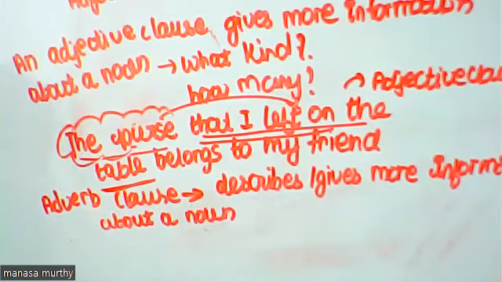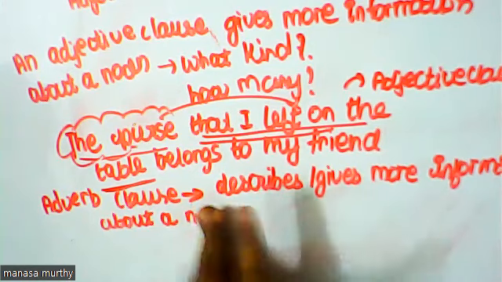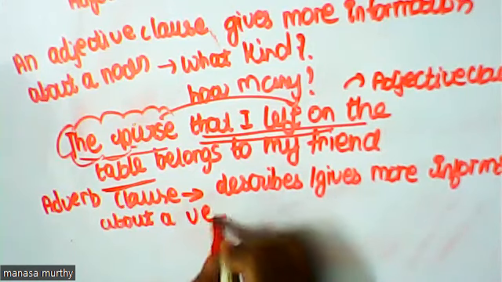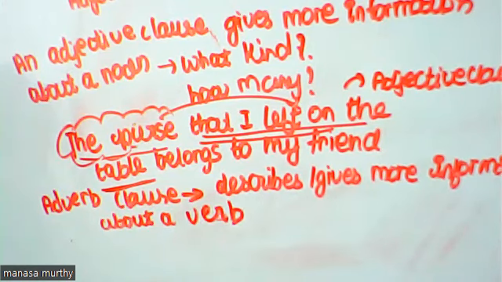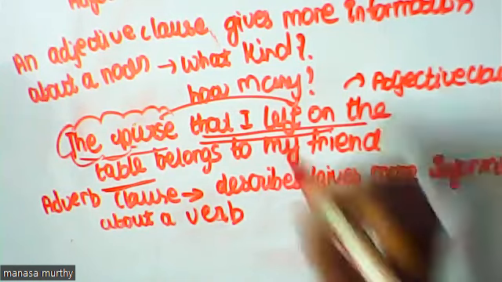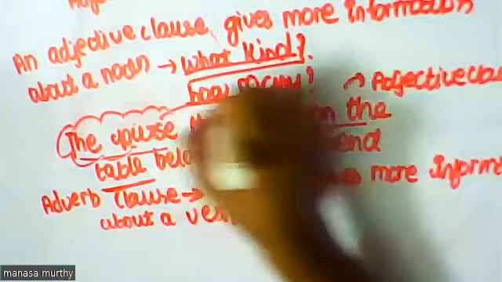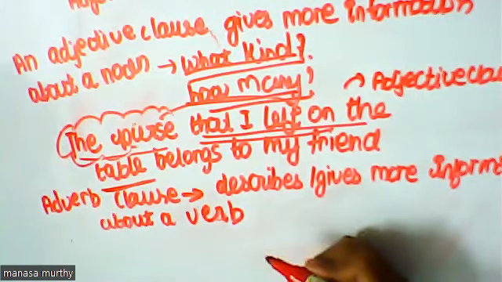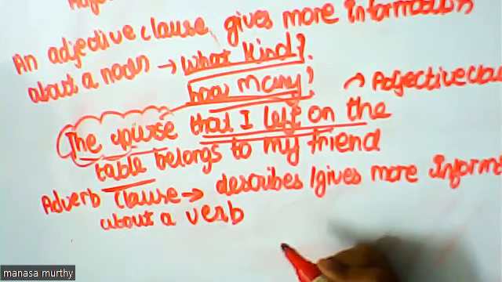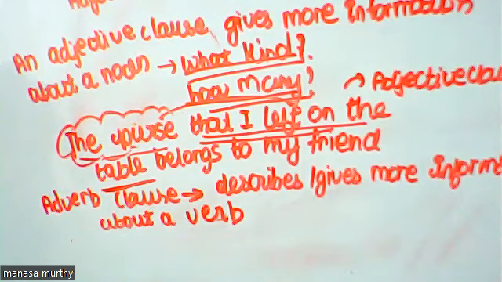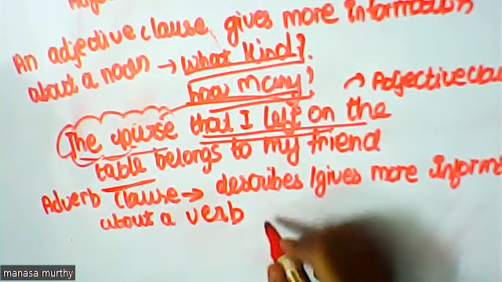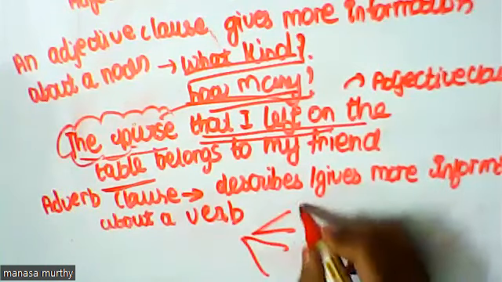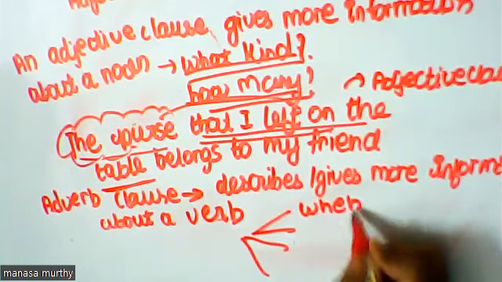Gives more information about the verb. So sorry. Describes or gives more information about the verb. Here we use the questions what time, how many, what kind.